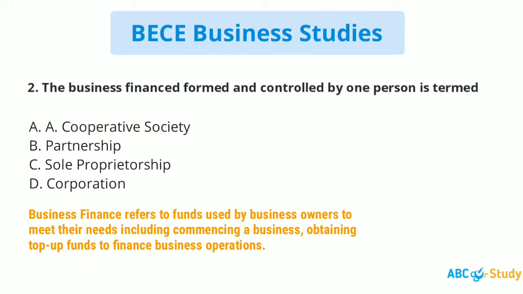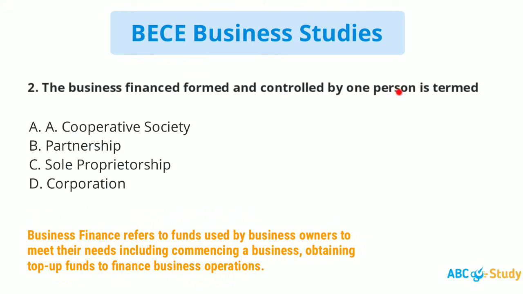So that's how business finance is actually useful. But let me now tell you that this question is about a business formed and controlled by just one person. We have different types of business. Let me start from that. We have A, cooperative society, but actually there's nothing like cooperative society as a business type.